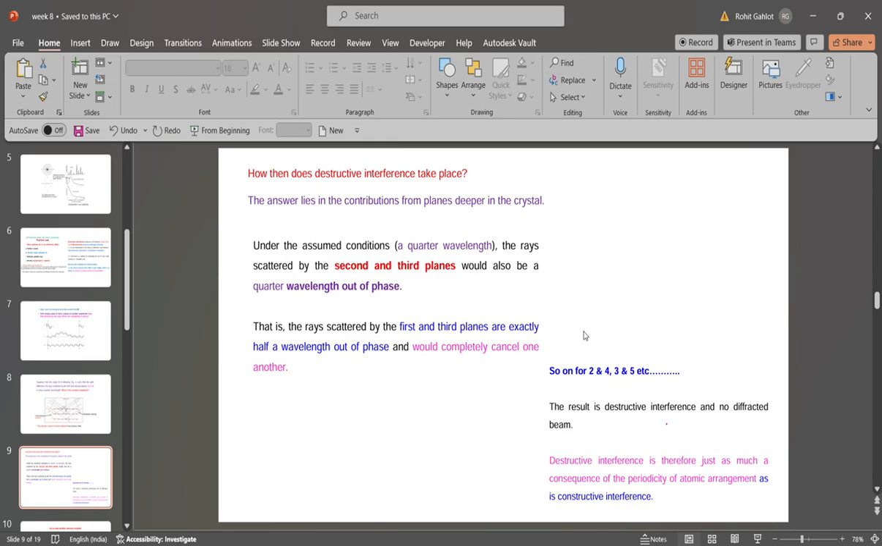It follows that there is a connection between the amount of out-of-phaseness that can be tolerated and the size of the crystal. When the crystal is very small, the result is that very small crystals cause broadening of the diffracted beam, that is, diffraction at angles near but not equal to the exact Bragg angle.